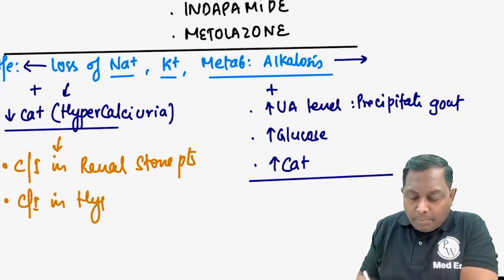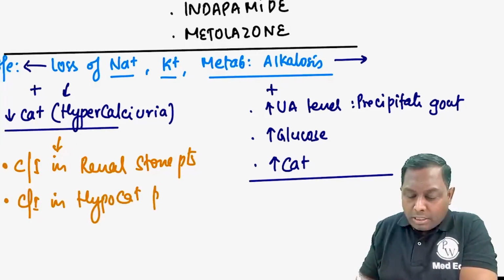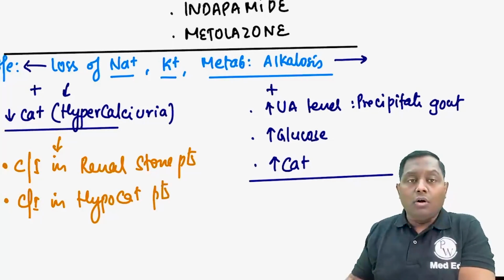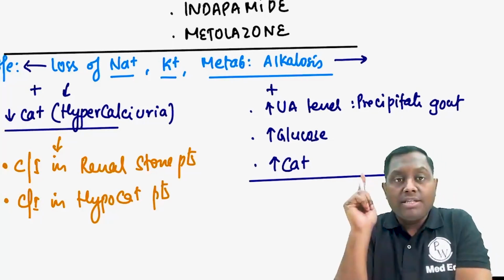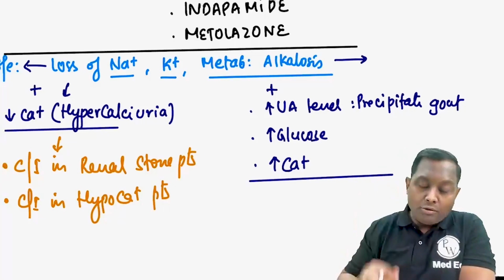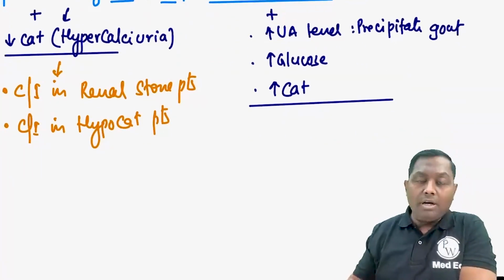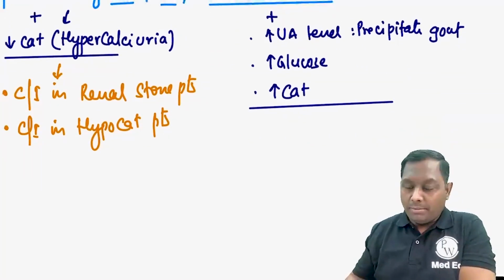and they are also contraindicated in a known hypocalcemia patient. If a patient has hypocalcemia, we should not give loop diuretics, because hypocalcemia itself is an emergency condition, and you do not give a diuretic that further increases or precipitates this emergency.